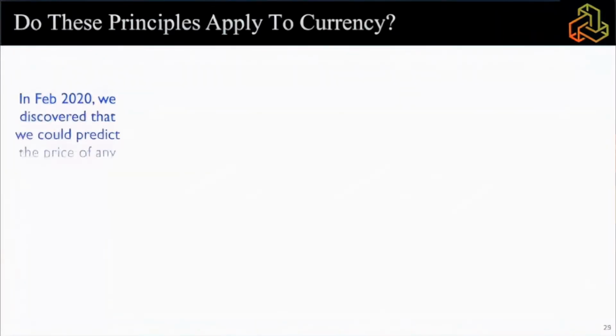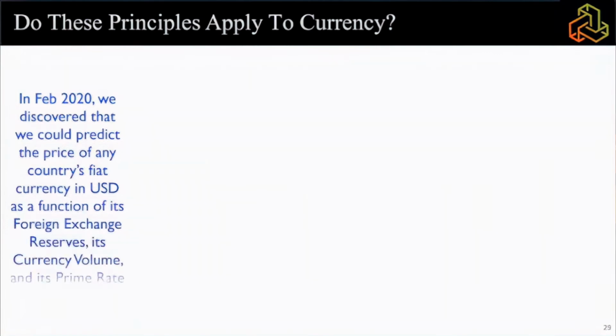So how do these principles apply to currency? I think most of you know now that we're in the middle of an inflationary period. Inflation is pretty high. So just prior to COVID breaking out in February 2020, using dot plots of fiat currency, which we're going to see here, we discovered we could predict any country's price of their currency relative to dollars as a function of the foreign exchange reserves that it had, the amount of currency it had in circulation, and the prime rate in the country. So what does that mean visually? Let's take a look.